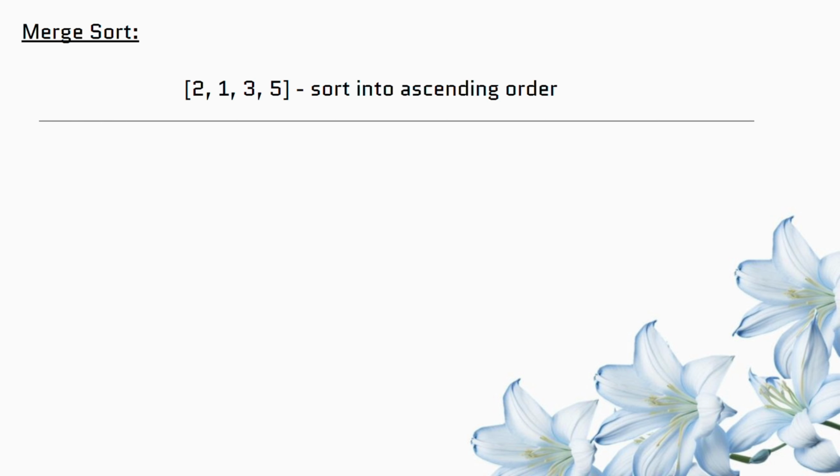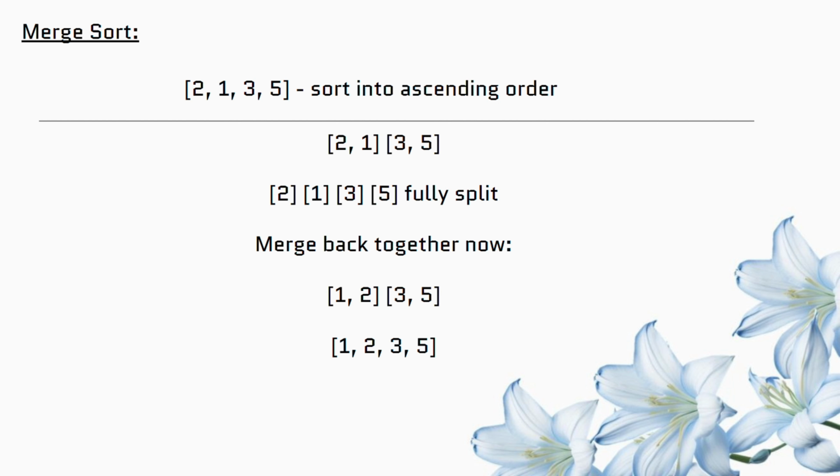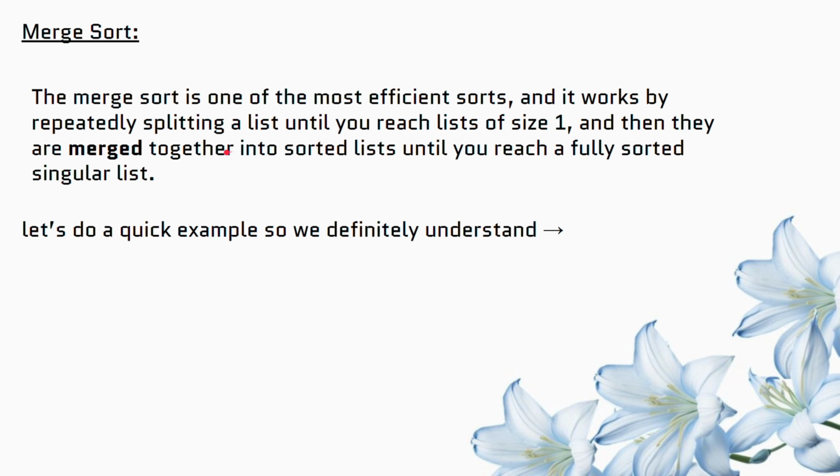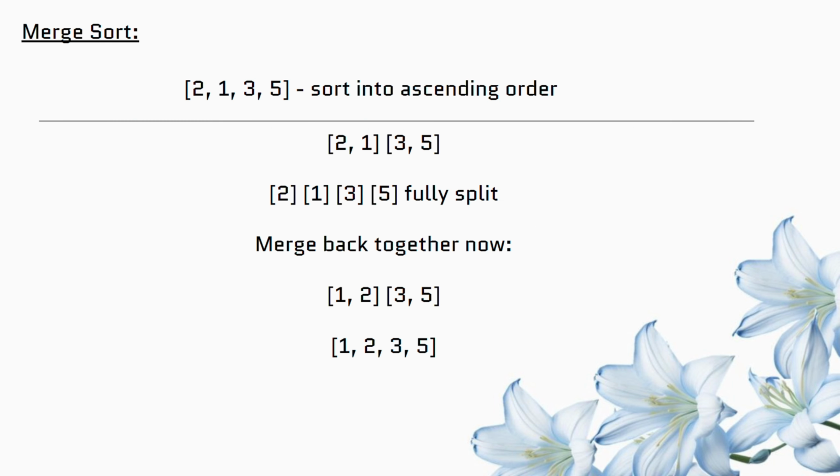So, a quick example, the exact same list. Let's go through it. So it splits this list into two lists at first, right? Because it has a n log n time complexity. It's splitting each list into two, and then it splits these lists into two again, right? And now it's fully split because we have lists of size 1, as previously mentioned. So we do this until we have lists of size 1.